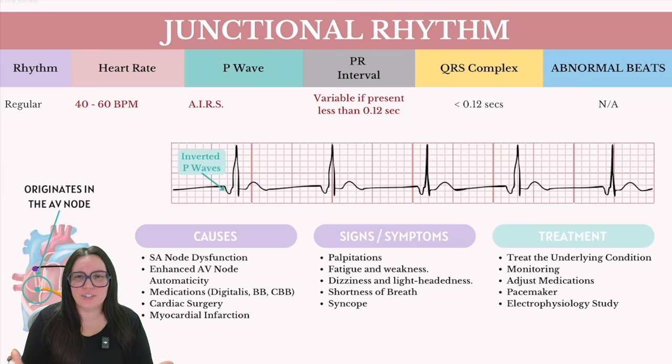So how are we going to treat this particular rhythm? Well, treatment for junctional rhythms is always going to focus on addressing the underlying condition that's causing it. We also want to make sure that we're monitoring these patients. Asymptomatic patients or those with benign causes might only require minimal observation when it comes to this particular rhythm. We may even want to adjust medications. We're going to review and adjust medications based on what's contributing to the arrhythmia.